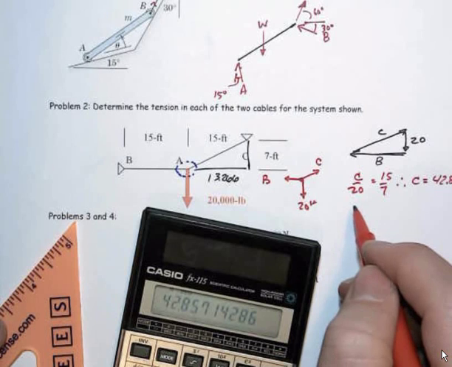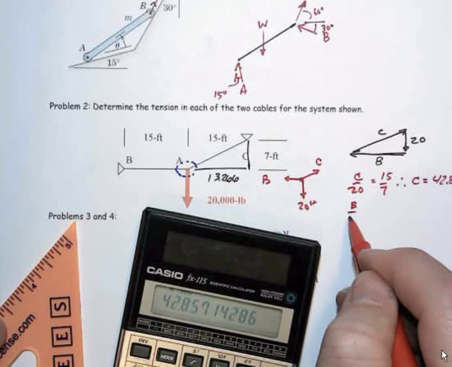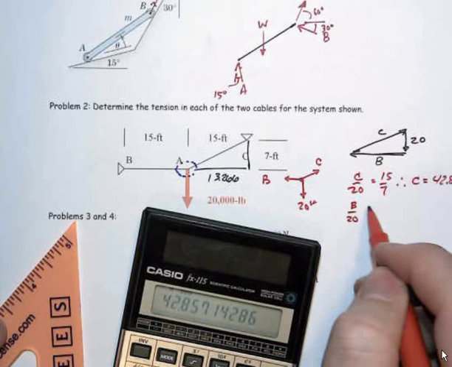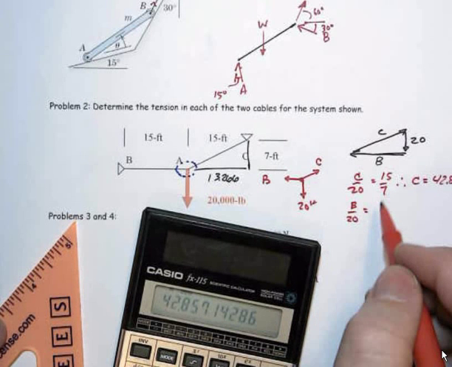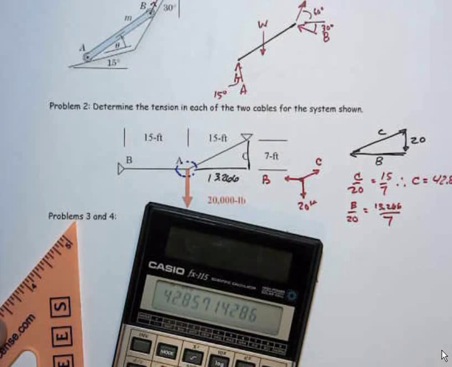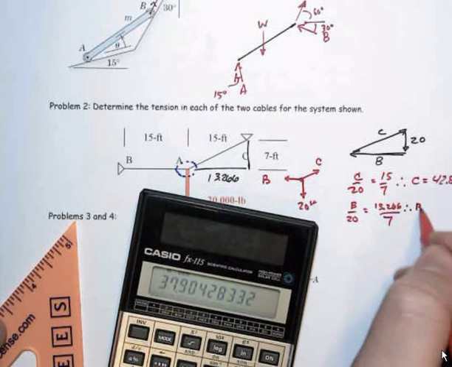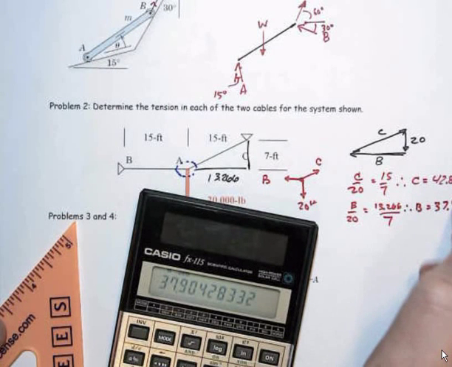And then B is to 20 as 13.266 is to 7. And so now we get that B is going to be equal to 37.9 kips.